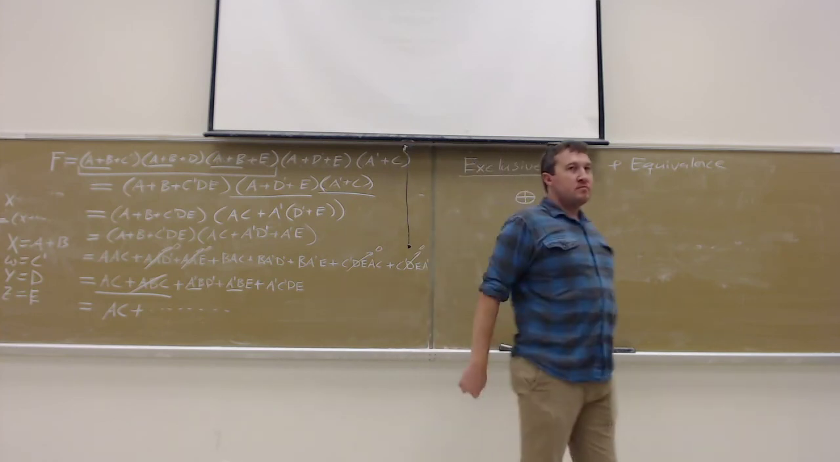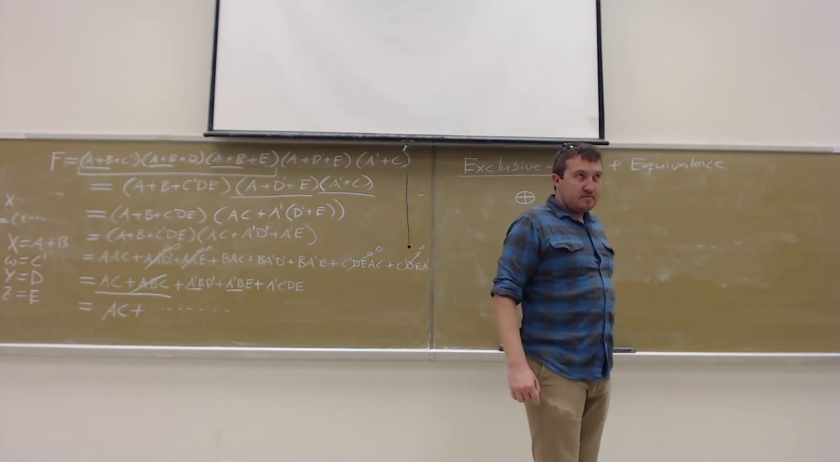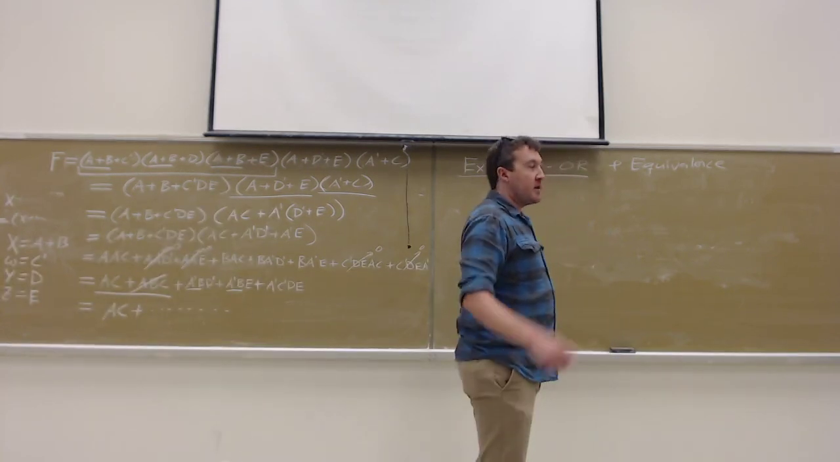Is that where only one of them can be true? Say it one more time. If it's A exclusive OR B, then either one of them has to be true and they can't both be true. They can't both be true, yeah.